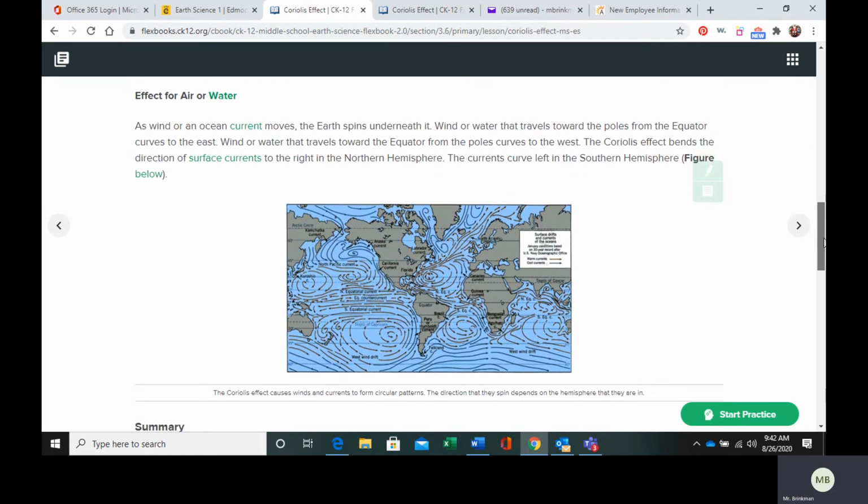So, we've already talked about how the Earth spins underneath wind currents and ocean currents. So wind or water that travels toward the poles from the equator is going to curve to the east. If you remember, if you're looking directly at a map, east is to the right. So northern hemisphere, things curve to the right or they curve east. Southern hemisphere, things curve left or to the west. So hopefully that makes sense.